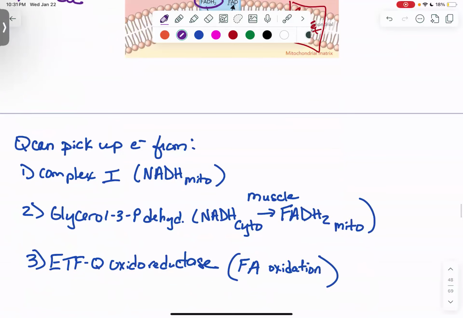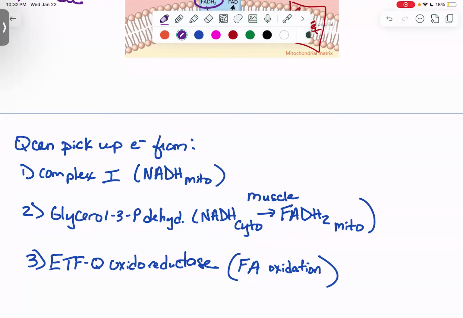So I want you to remember about Q. Q is very special because Q can pick up electrons from 3 different places. We know that Q can pick up electrons from complex 1, right? Where did those electrons come from that were in complex 1? Well, they came from NADH that's located in the mitochondria. Doesn't matter how that NADH got there, but if it's in the form of NADH and it's in the mitochondria, those electrons are going to be dropped off when NADH is oxidized, and they're going to be dropped off to complex 1.